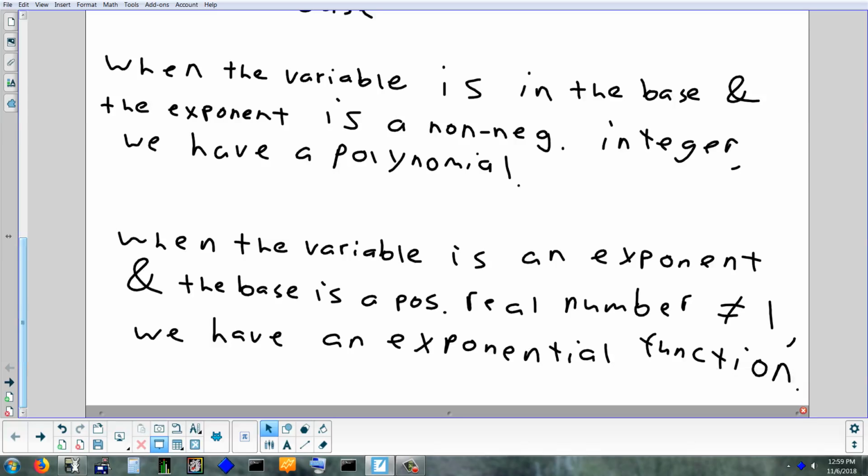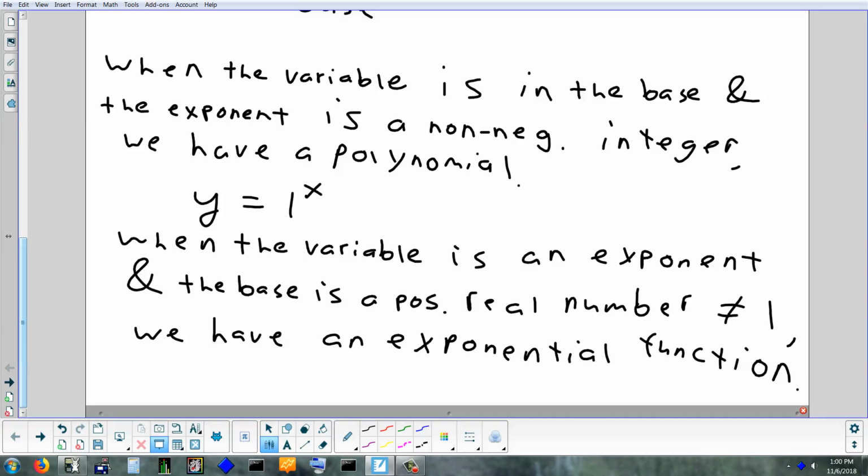The base has to be a positive real number, it can't be imaginary, but not 1. Well, let's look at why not 1. What if I wrote 1 to the x? I've got a variable that's an exponent, but why wouldn't that be exponential? 1 to the x. Yeah, Lucas?